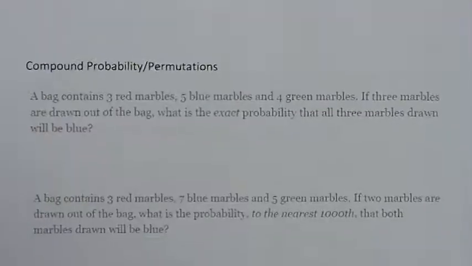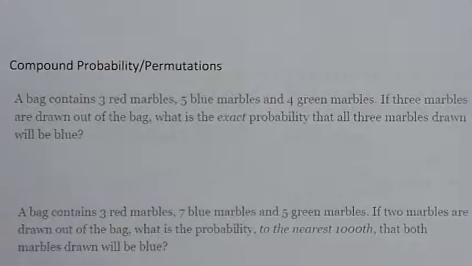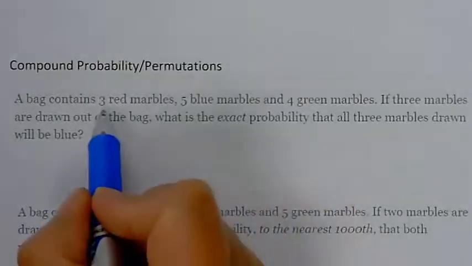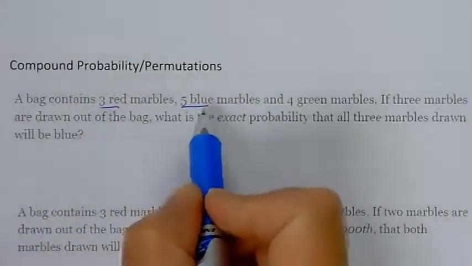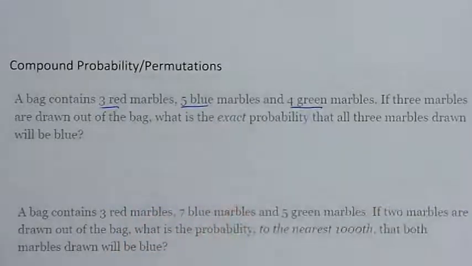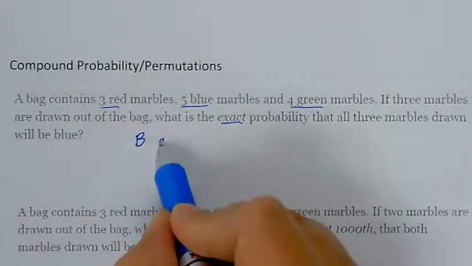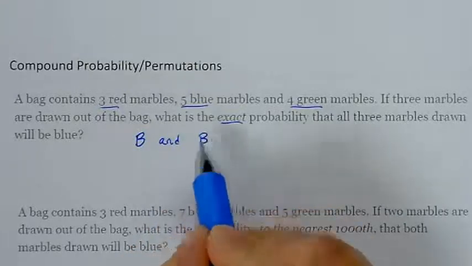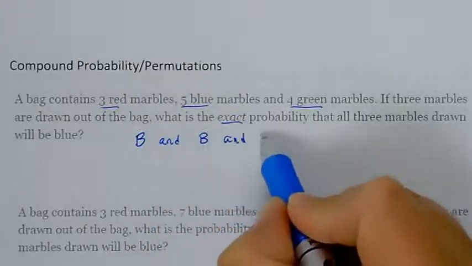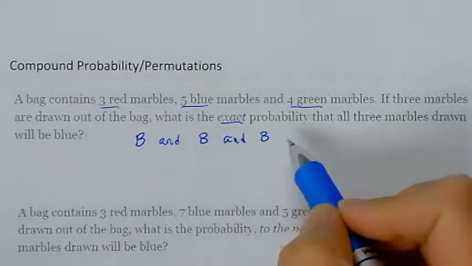So this first problem says, a bag contains 3 marbles that are red, 5 blue marbles, and 4 green marbles. If 3 marbles are drawn out of a bag, what's the exact probability that all 3 marbles drawn will be blue? So here's what I want to happen. I've got 3 things. I want to draw a marble out of the bag, and I want it to be blue. And I want to draw another marble out of the bag, and I want it to be blue. And I want another marble out of the bag, and I want it to be blue.